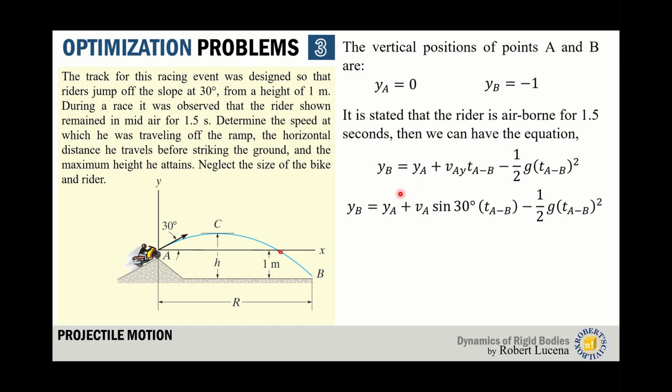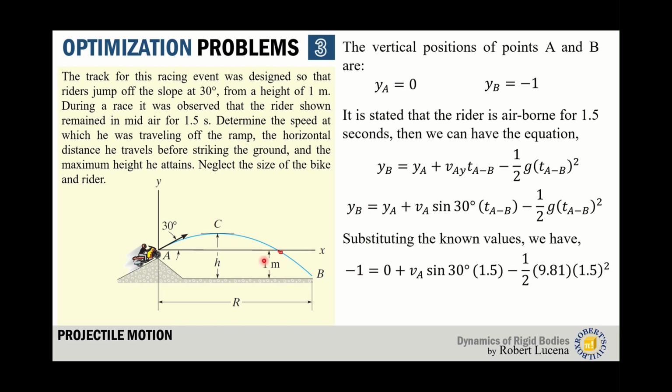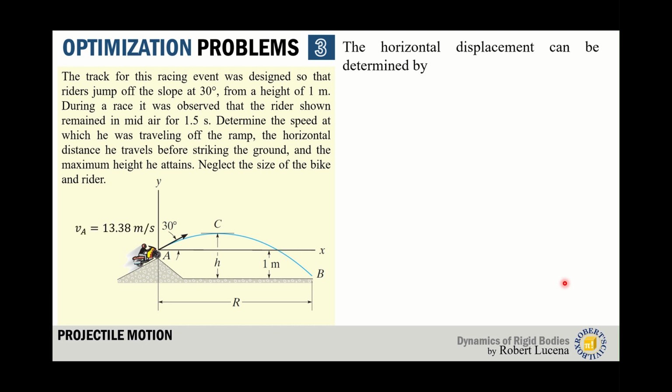So let's substitute that. yB is equal to negative 1. The position of A is 0. vAy is the y component, so that is vA sine 30. The time it takes to travel from point A to point B is the mid-air time, that is 1.5, minus 1 half times 9.81 times 1.5 squared. So the initial velocity is 13.38 meters per second. We have here the initial velocity.